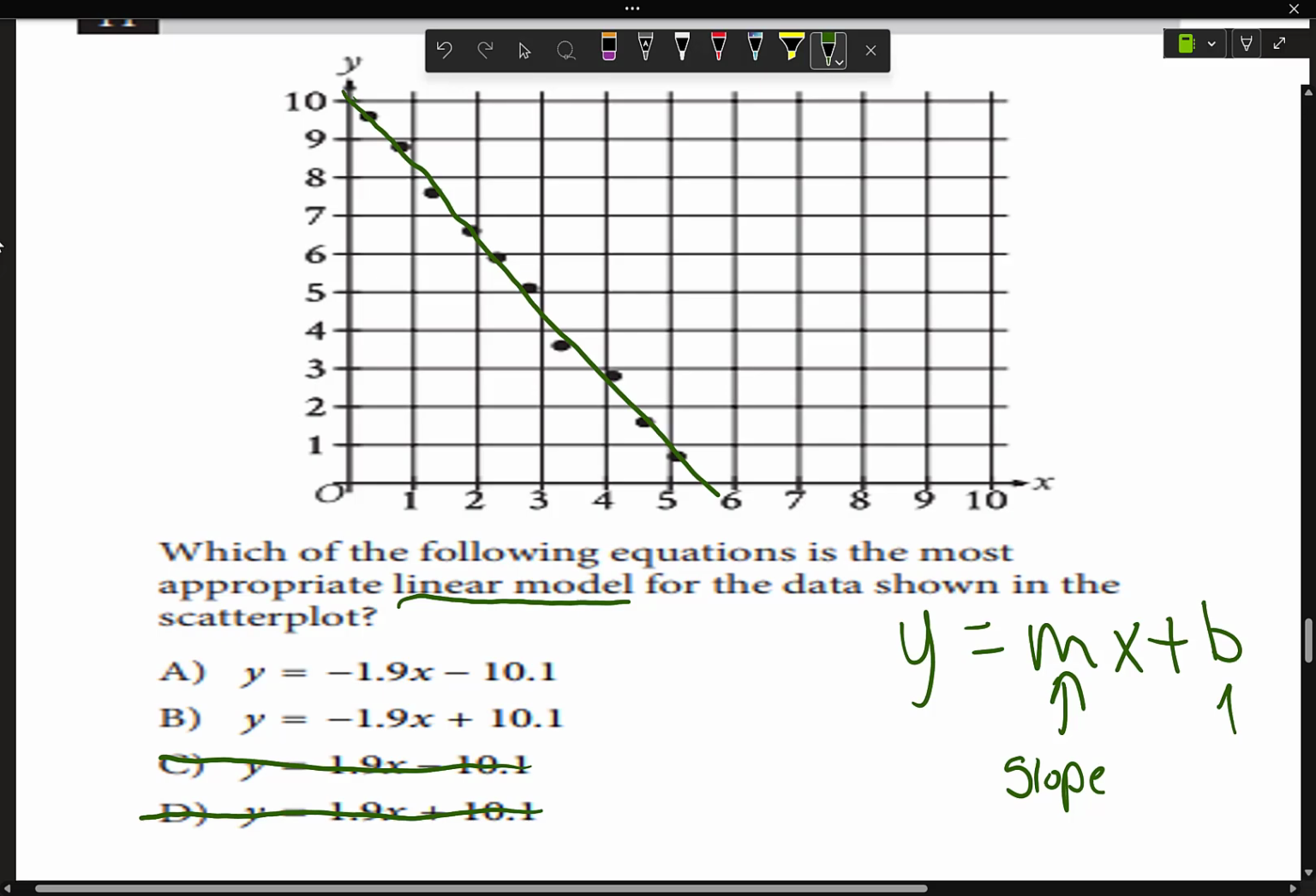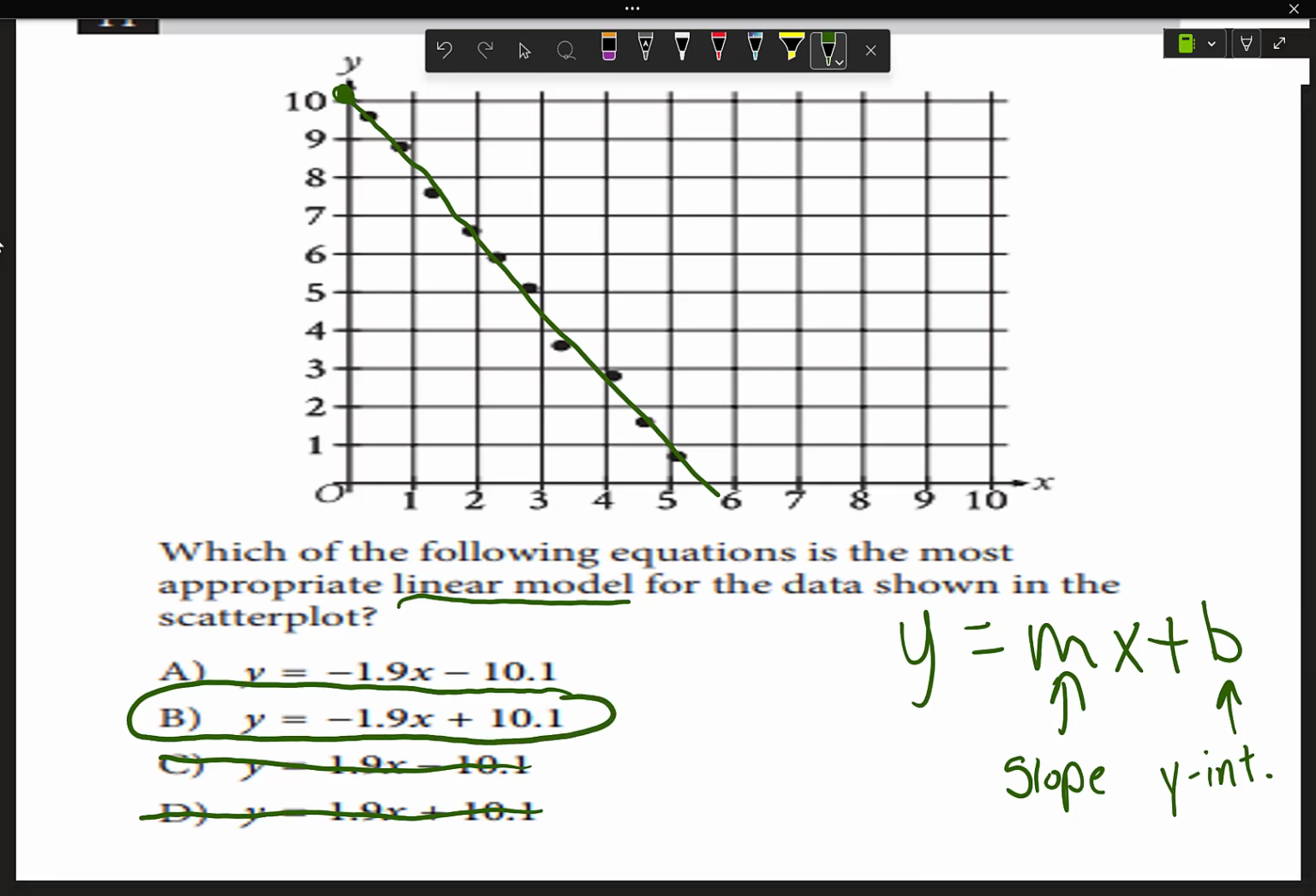Of course, b is the y-intercept, where this graph intersects the y-axis. And we can see it intersects the y-axis way up here, right around positive 10. So we know the answer has to be B because that is the answer choice that has a y-intercept really close to positive 10.